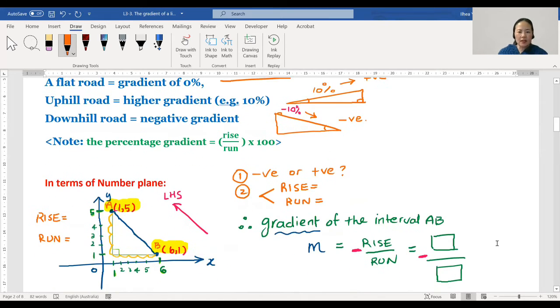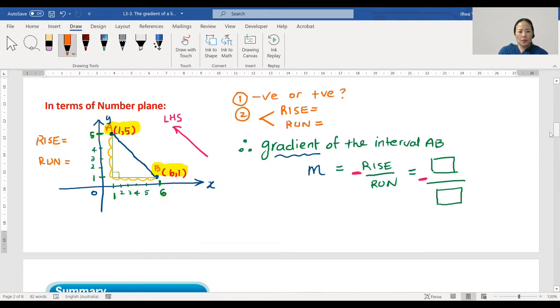Now, just for your interest, how did I find the percentage of the gradient? What I did was just find the gradient and multiply by 100, which gives you a percentage. In terms of a number plane, how do we find the gradient? I put an interval. Remember, an interval is the part of a line that has 2 end points. Here is interval AB on the number plane, and I need to find the gradient of this interval. So I need to form a right angle triangle with that interval. That's what I did. This one is my right angle triangle right now.